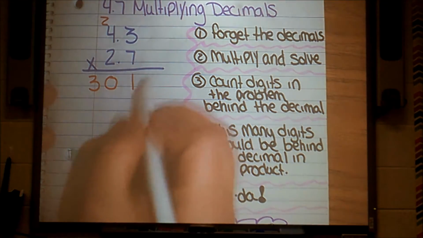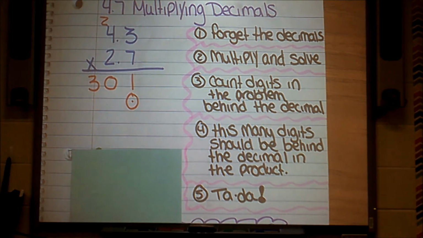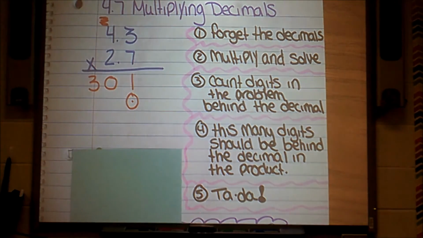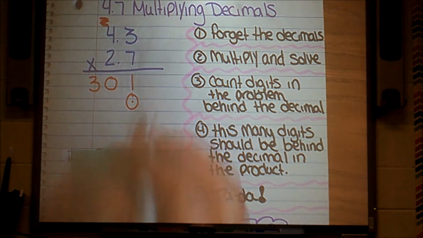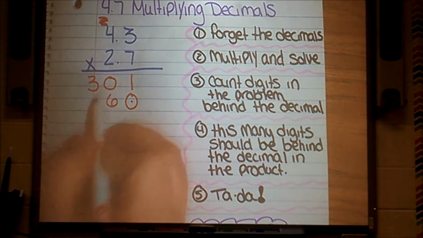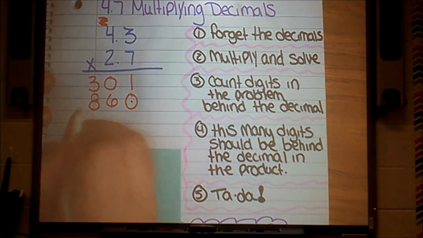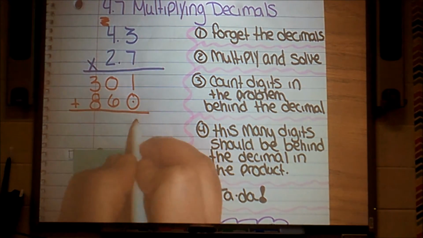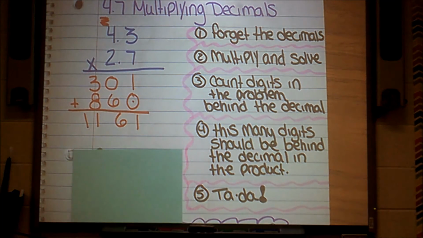I'm going to then give myself a magic 0 with my belly button in the middle. Cross out my 2 so I know that I used it. Swing back. 2 times 3 gives me a product of 6. 4 times 2 gives me a product of 8. Once I have done that, now I can add up these two numbers to give me my product. So as of right now, my product sits at 1,161.